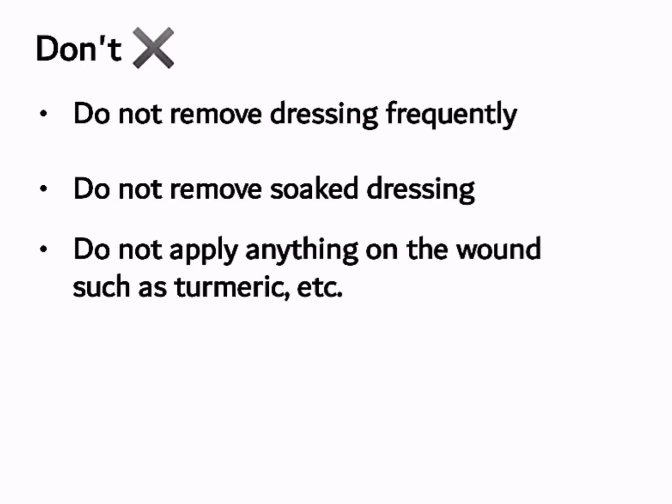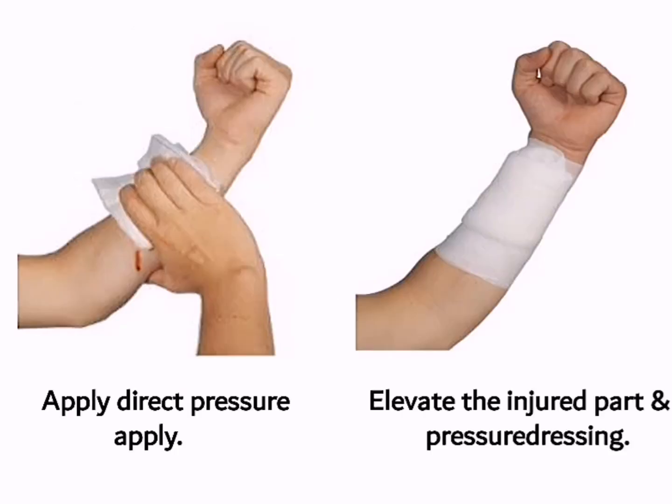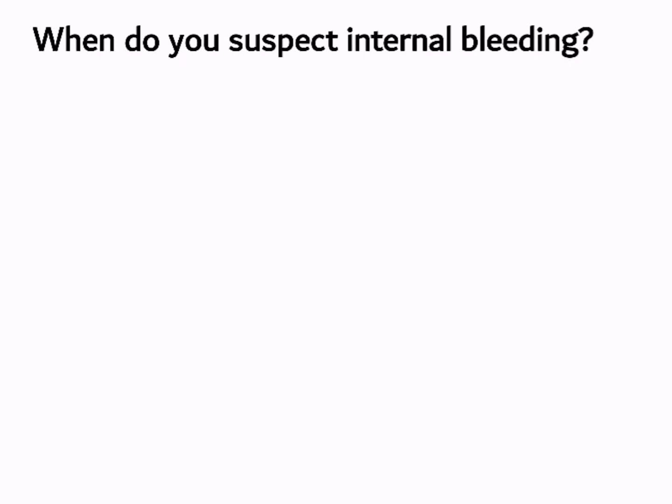Do not remove the soaked dressing. Do not apply anything on the wound, such as turmeric, etc. Apply direct pressure, elevate the injured part, and apply a pressure dressing. Internal bleeding. When do you suspect internal bleeding?